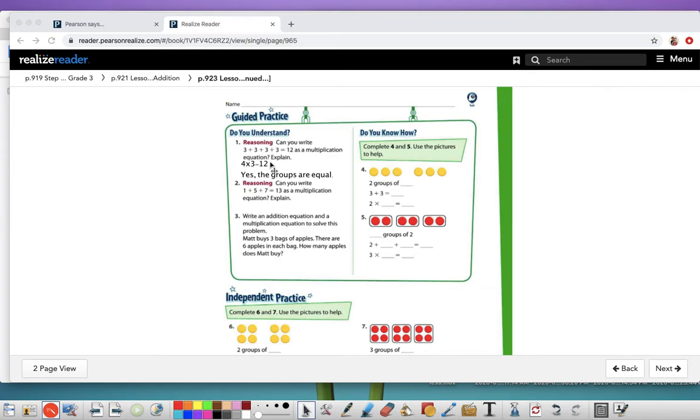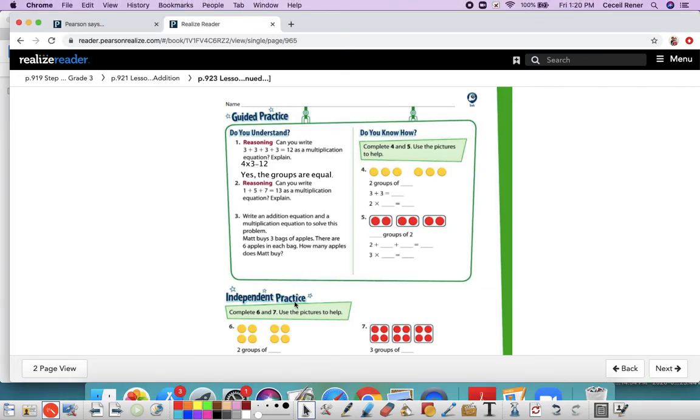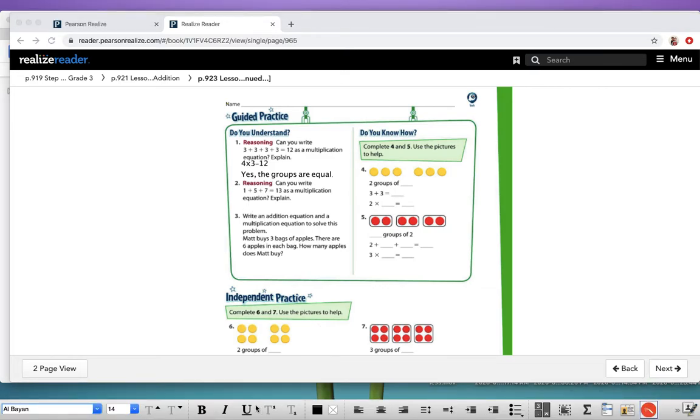That's right. I hope you said we do not have equal groups. So can we write that? No, we cannot. So now here's what we're going to do. We're going to write right here. We're going to say no. The groups are not equal.